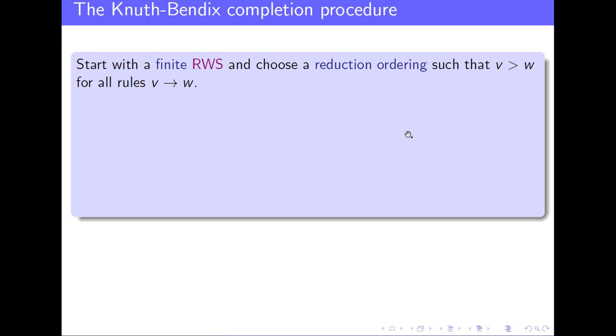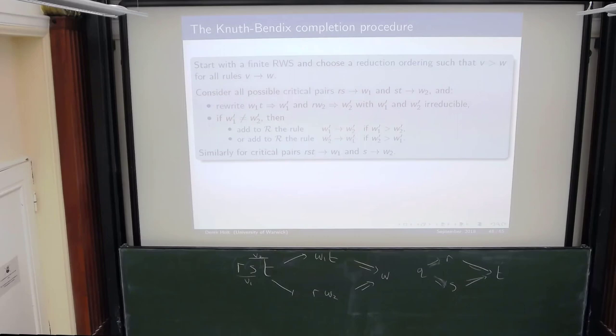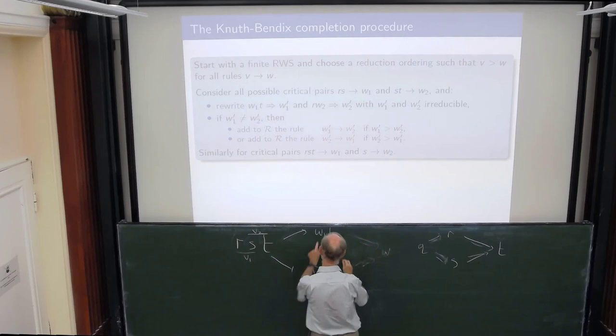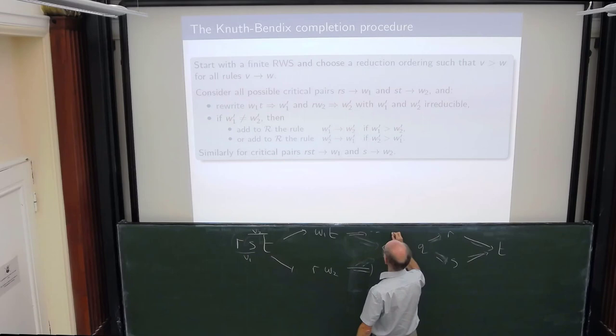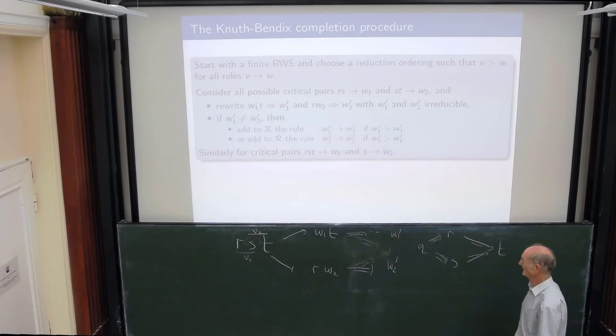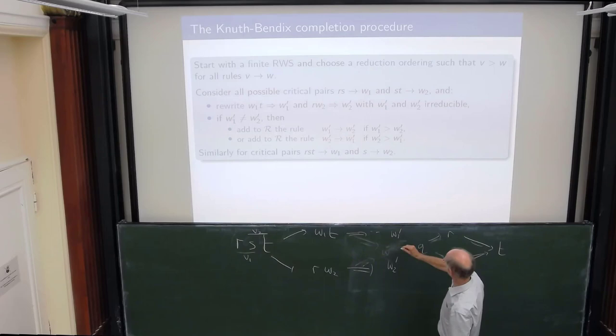So what we do, we start with a finite RWS, choose a reduction ordering, because usually these V and W are going to be equal words in a group, so we can alter the rule whichever way is most convenient, and the most convenient way is to use a reduction ordering. So then you consider all possible critical pairs, finitely many, and so what's going to happen with a critical pair? So here's our critical pair. Now, these words might not be immediately reducible, so we reduce them, but because it's terminating, eventually we're going to hit irreducible words. So the question is, are these words equal? If they're equal, fine, we're done. But if they're not equal, then one of them is going to be bigger than the other, so we introduce a new rule to the system, and carry on.